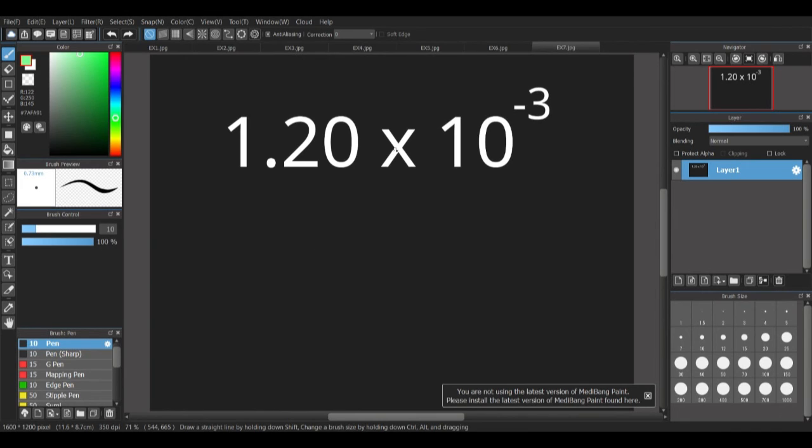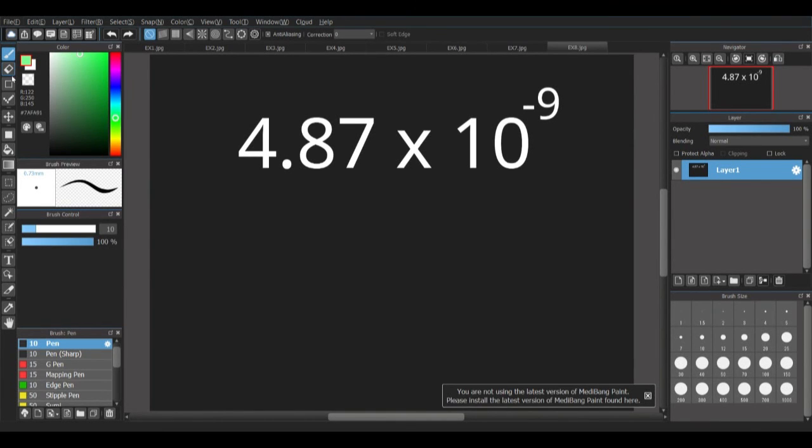For our third example, we're going to try 1.20 times 10 to the negative third. Since it's negative, we're going to move the decimal place to the left instead of right. So here we're going to move it 1, 2, 3 places to the left. And that will give us 0.00120. And we're going to leave that 0 there because we need our answer to be 3 significant figures, because 1.20 is 3 significant figures. So it is important that we leave that 0 there.